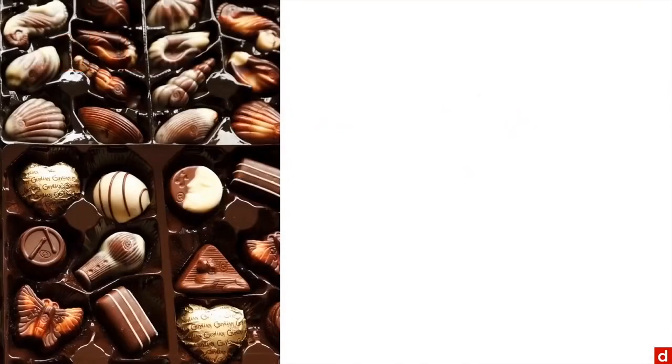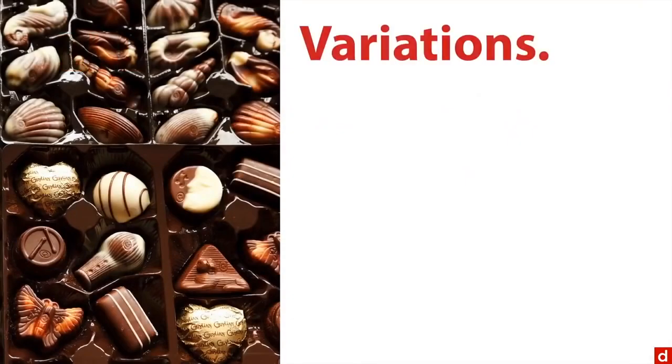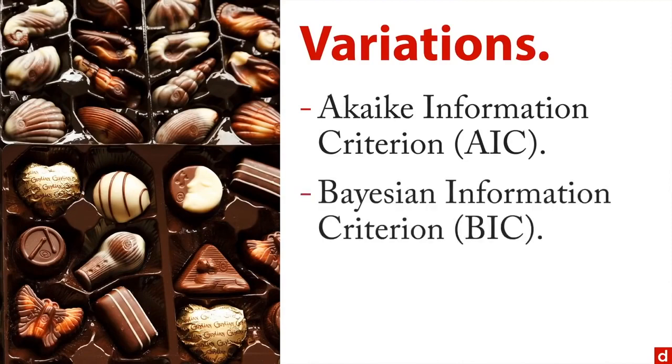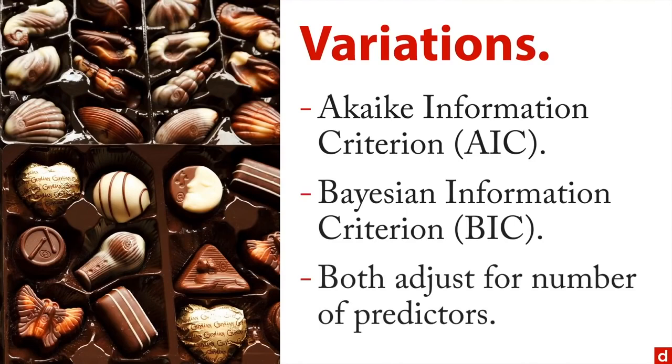Now, as I mentioned, there are some variations of this. I like to think of variations of chocolate. The -2 log likelihood, there's the Akaike information criterion, the AIC, and the Bayesian information criterion, BIC. And what both of these do is they adjust for the number of predictors. Because obviously, if you have a huge number of predictors, you're going to get a really good fit, but you're probably going to have what's called overfitting, where your model is tailored too specifically to the data you currently have and doesn't generalize well. These both attempt to reduce the effect of overfitting.